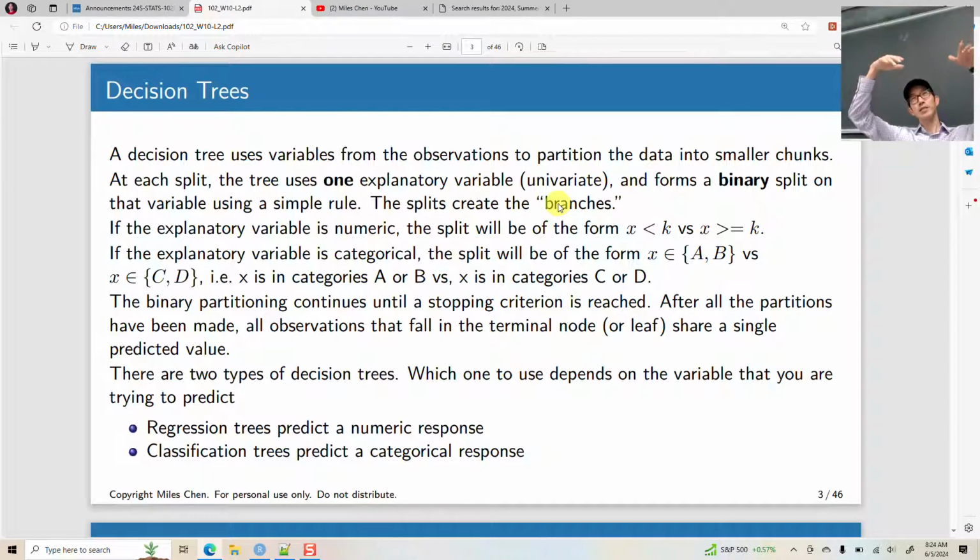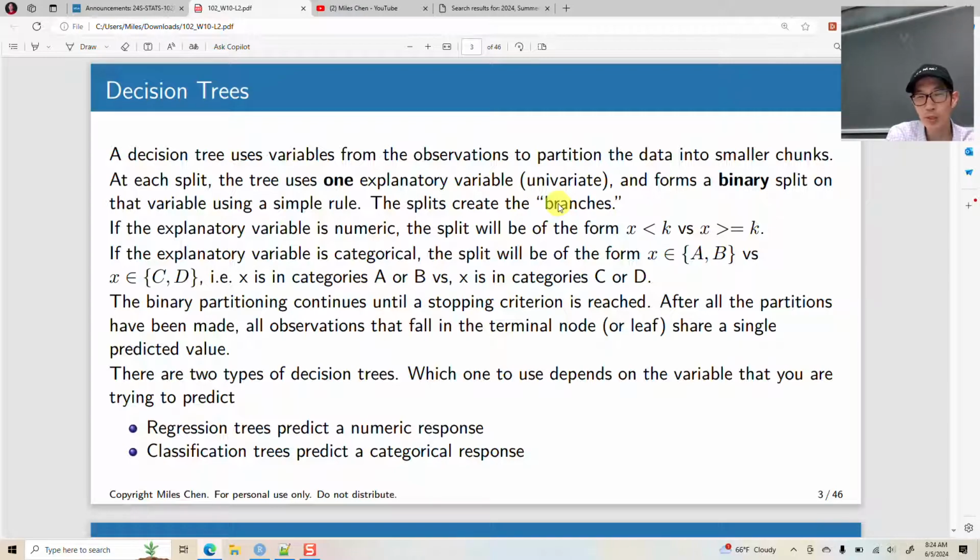takes your data and asks these questions, and using those questions, it splits the data into smaller subsets, smaller chunks. At each question, you can either answer yes or no, and it will partition the data based on that. So at each split, the tree uses one explanatory variable and forms a binary split using a simple rule, and that creates branches.